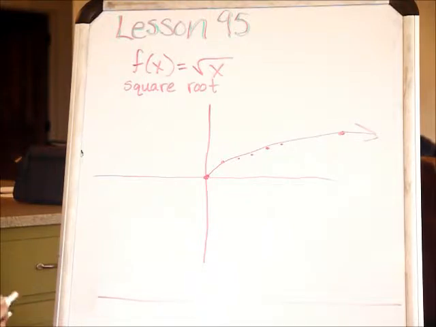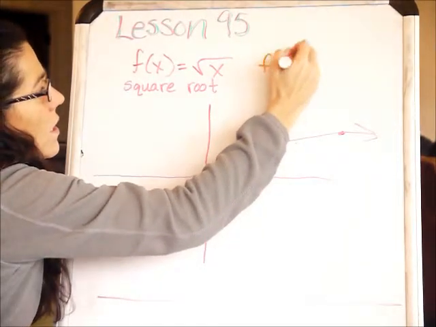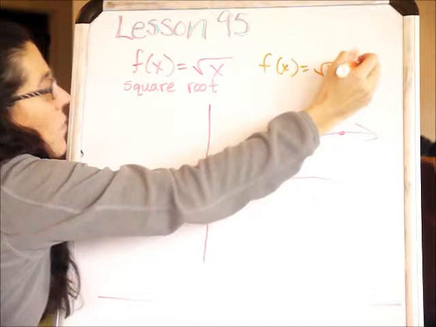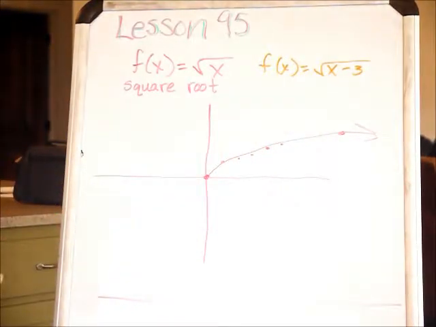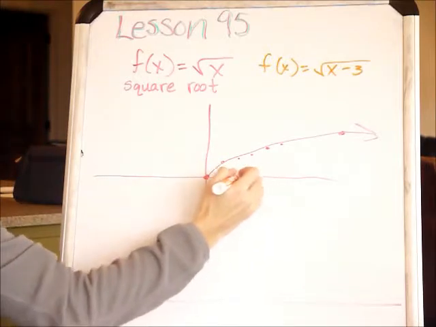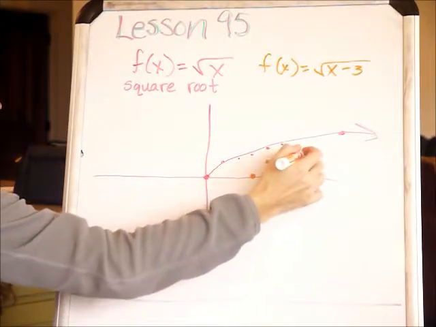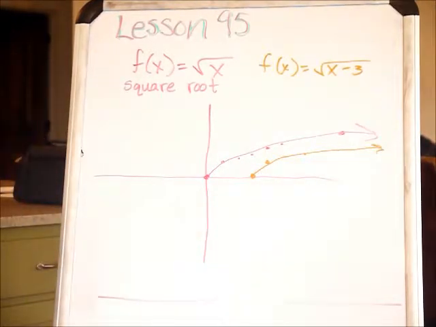So now let's do the parent graph game again. If that's our parent graph, what if we did... Do you see how this is always involved in the x and it goes the opposite direction we think? 3. So it goes to the right 3. So we take all those points that we did and just move them over. Okay?